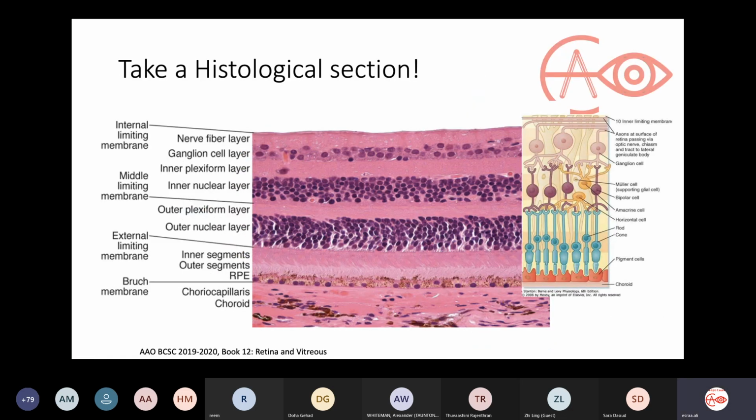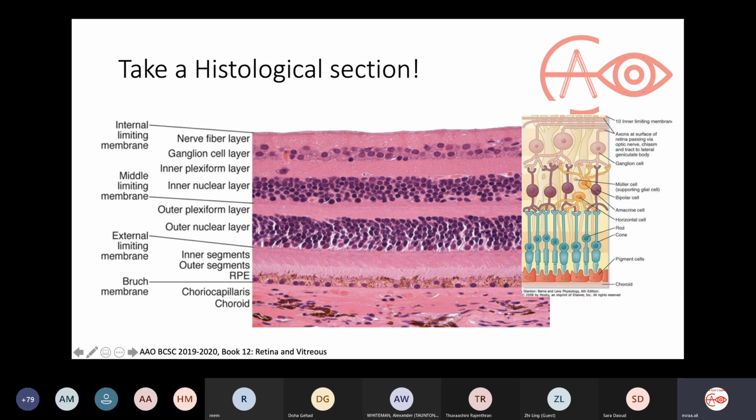Let's take a histological section of your retina. So this is the histology of the retina, and this is the diagram, just similar to the ones we saw before. So it is very important to understand this histological section because basically the OCT is taking an optical section.